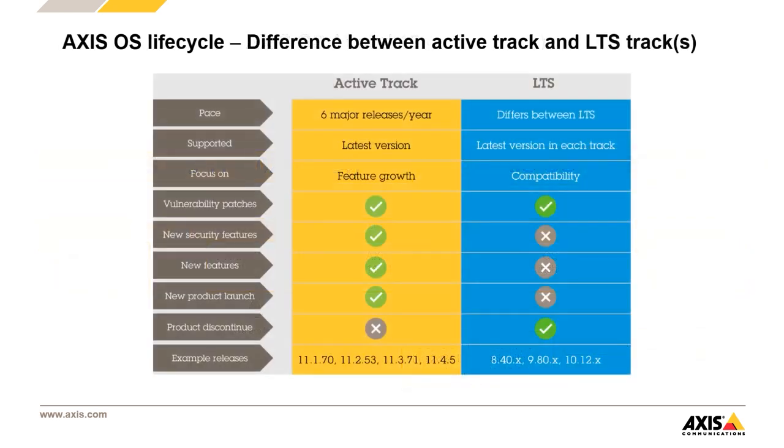And for the ones unaware, here's a short summary explaining the differences between Access OS active track and the long-term support tracks that are combined together, making up the Access OS lifecycle. So while the LTS tracks really are designed for maintaining backwards compatibility through focusing on vulnerability patching and bug fixing only, the active track, on the other hand, is the place where things happen. Here on the active track, we are launching new products and releasing new features, and we innovate and improve our products to solve more and more use cases for our customers and their businesses. And also new cutting edge security features will be only available on the active track.